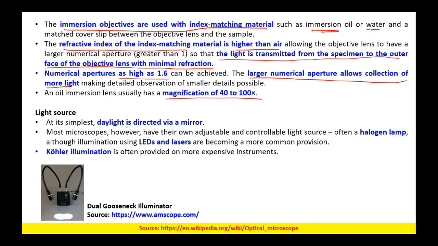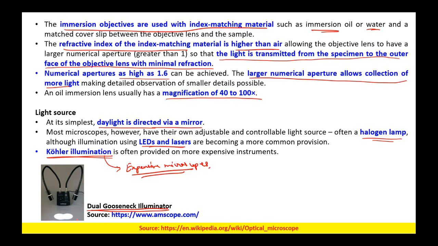The light sources can be either daylight, which can be directed via a mirror, as I told you. There can be a halogen lamp, LEDs, or lasers. Then we have some color illumination. These color illumination systems are available in very expensive microscopes. However, when we talk about our day-to-day routine laboratory exercises, we do not need this color illumination system to that extent.